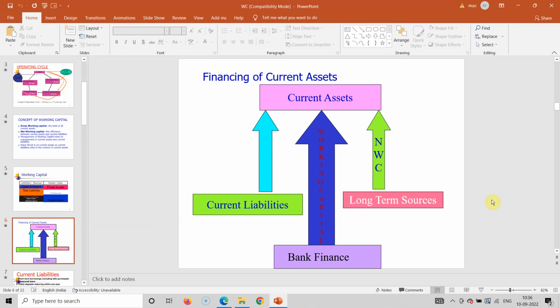Financing of current assets. So bank finance funds the current assets, right? Long-term resources are net working capital, and current liabilities also provide for current assets. So this bank financing is a part of working capital.